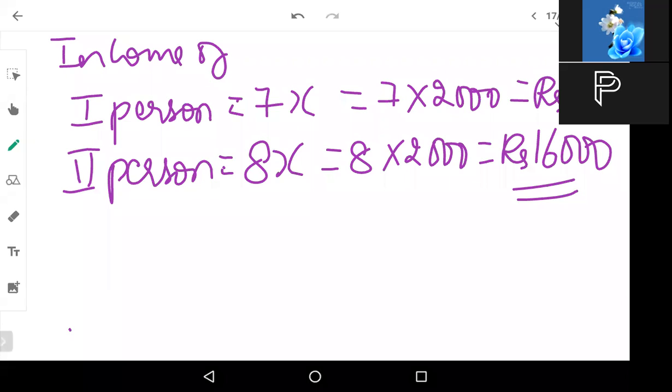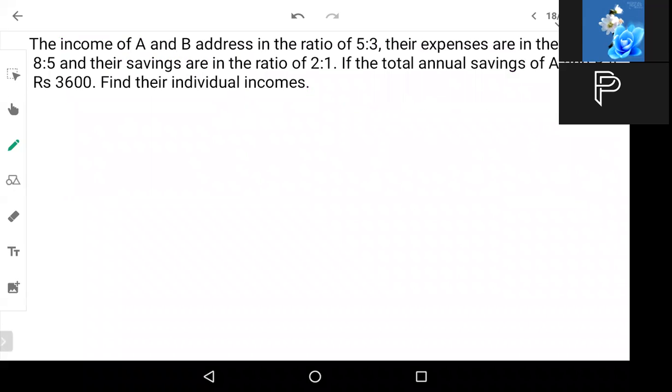Clear? Understood? Any doubts? Okay. Now I will be giving you one more question. Okay, try to solve that later. Okay, not this one, another question. Now this question, let us solve it together.